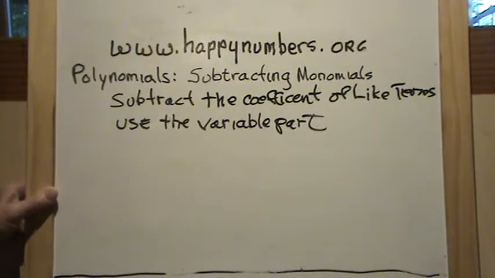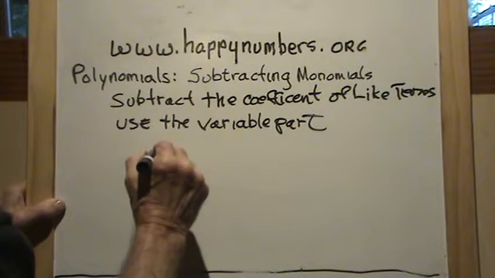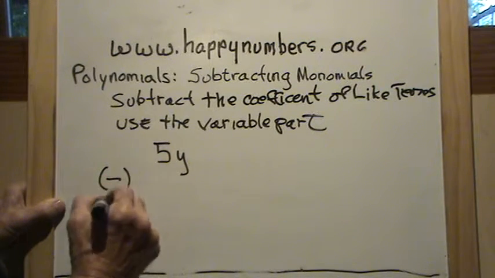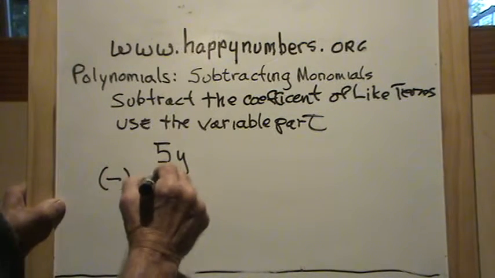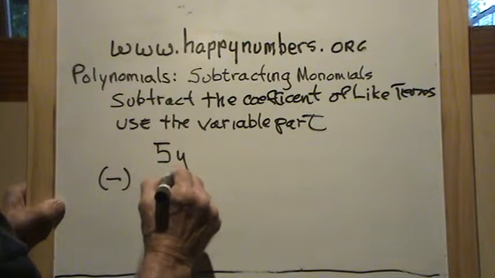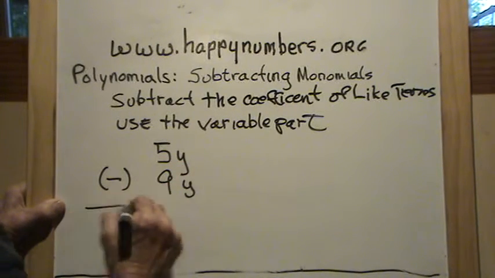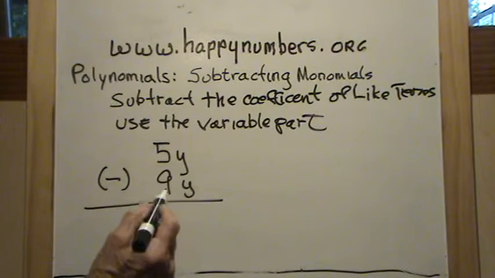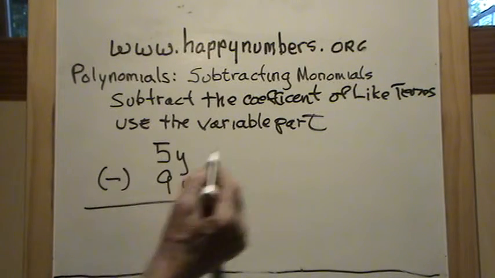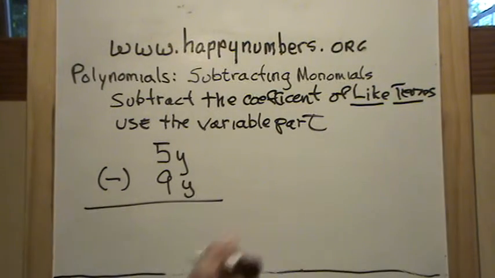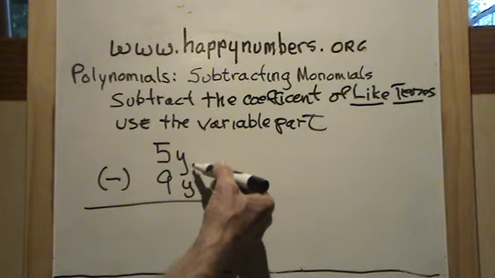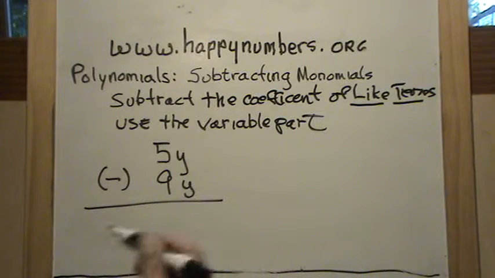Okay, let's take a look. Well, let's take 5y minus 9y. Now, we're subtracting. Well, first of all, these two terms are like terms because their variable parts are the same. This is their variable parts, and they're the same. So we can subtract them.